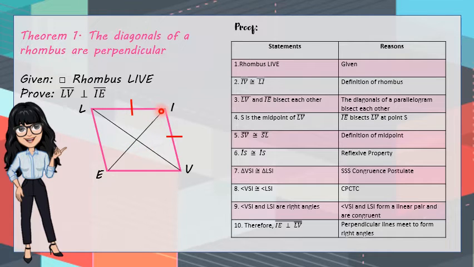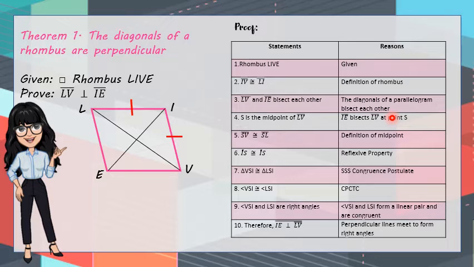Likewise, if IE is being bisected by LV, then we can say that IE will be divided into two segments, from here until here, and then from here until here. And again, these two segments are congruent because of the word bisected. So what made us say that LV and IE bisect each other? We say the diagonals of a parallelogram bisect each other. This is another property of our parallelogram which is useful in proving this theorem for our rhombus.